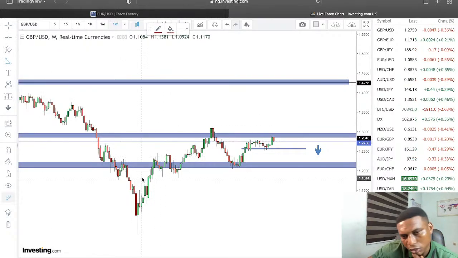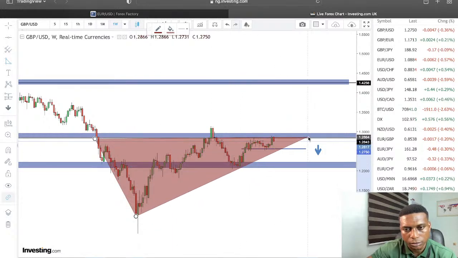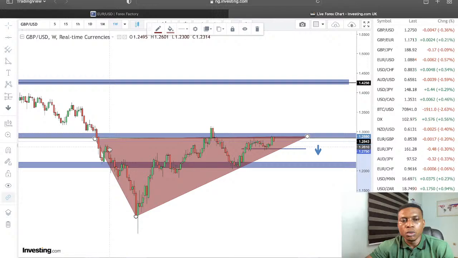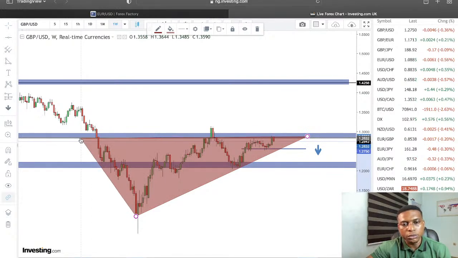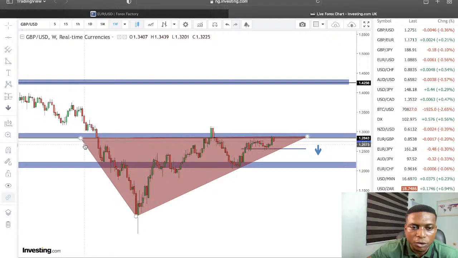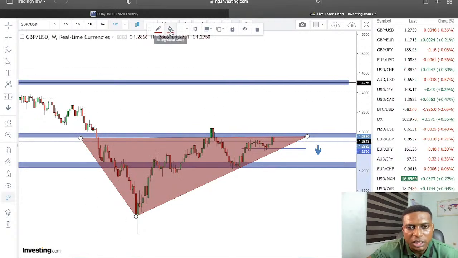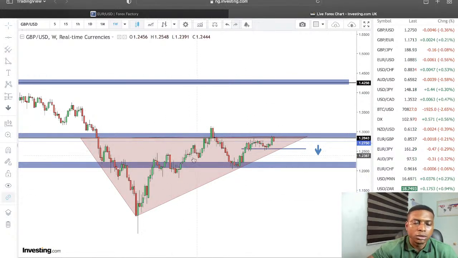Okay, let's see this. So we might just have our eye out on this level, and see what price will do from this level. Let me make this a little bit transparent. Okay, good. So let's see what price will do from this level.